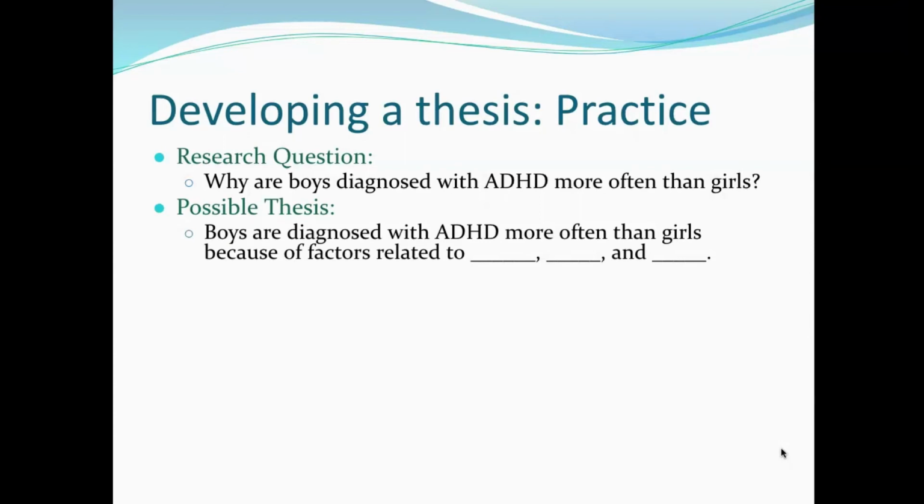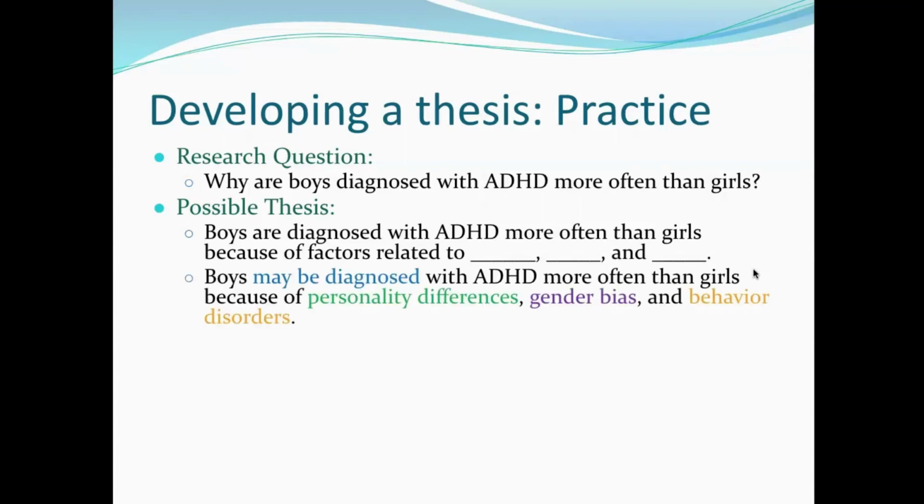So here again, I have a working thesis where I haven't filled in all the parts yet, but it says boys are diagnosed with ADHD more often than girls because of factors related to, and then I'm going to fill in the reasons or the factors. And because I'm saying it's because of these things, that is a claim that some people will disagree with. Some people will look at my claim and say, no, that's not true, it's because of these other reasons over here, not those factors that you're talking about. So it's a good thesis statement because it's a claim that people can agree or disagree with.